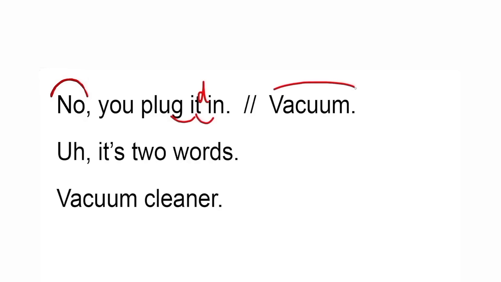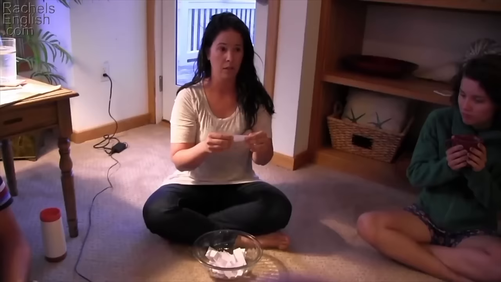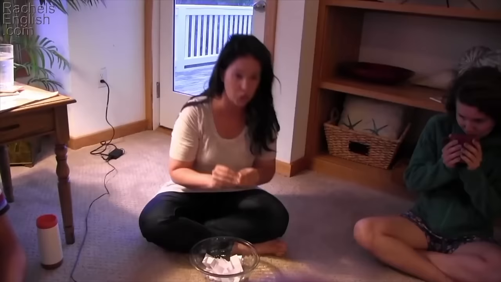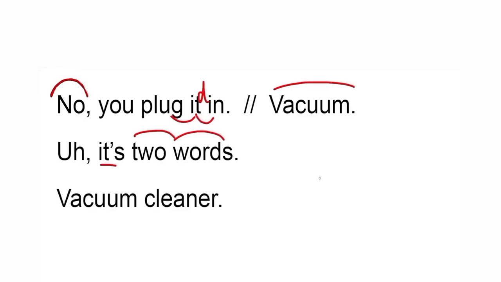But I need to get them to say vacuum cleaner, so I give them one more clue. It's two words. Two words stress there. The word "it's" is lower in pitch, flatter, faster. Two words. It's two words. Vacuum cleaner. So now they're stressing clean because that's what makes the word different from vacuum. Although normally in a compound word like this, it's the first word that is stressed. So that would be vacuum cleaner.